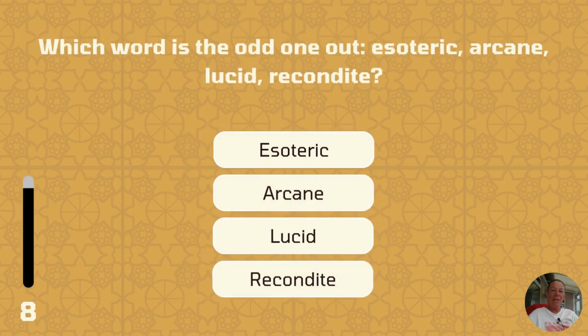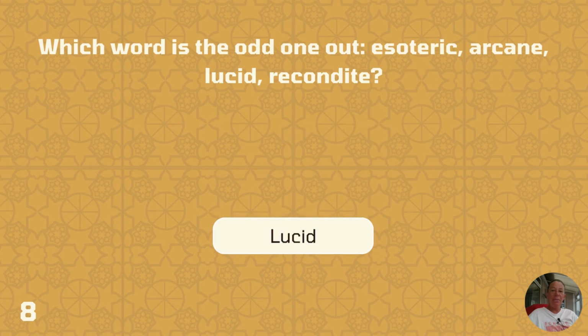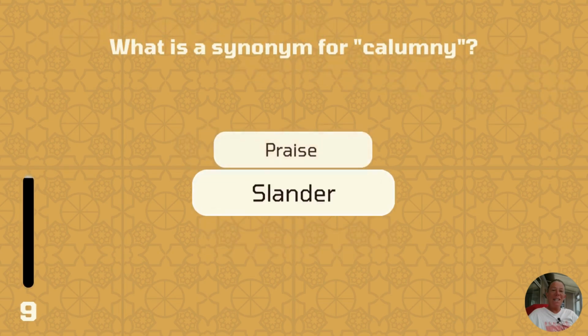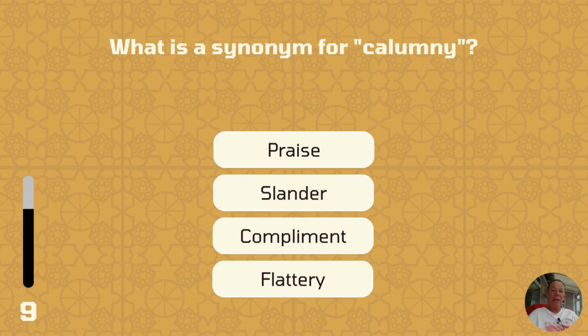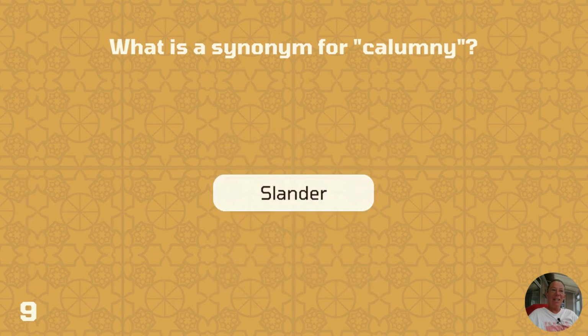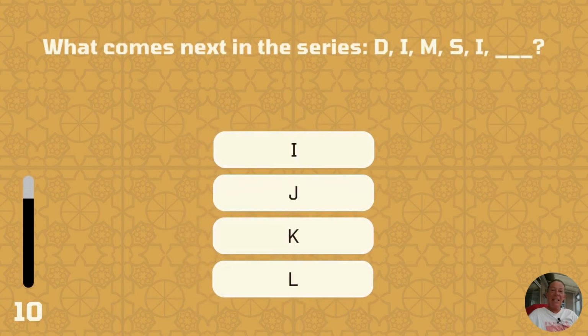Which word is the odd one out? Esoteric, arcane, lucid, or recondite? Lucid. What is a synonym for calumny? Praise, slander, compliment, or flattery? Slander. What comes next in the series? D-I-M-S-I? Is it I, J, K, or L? It's J.